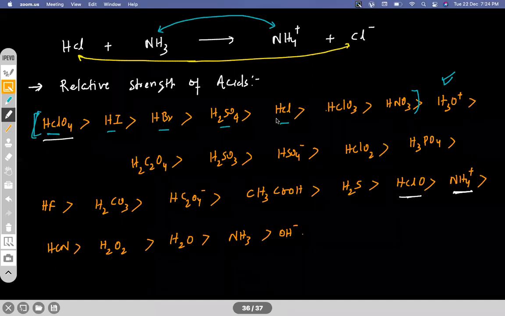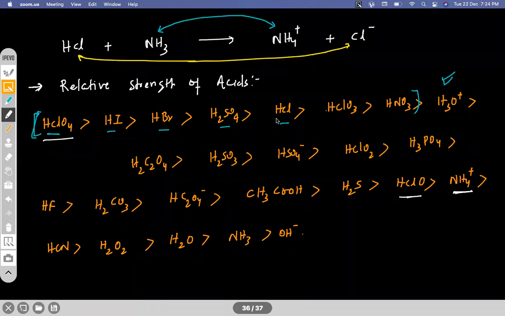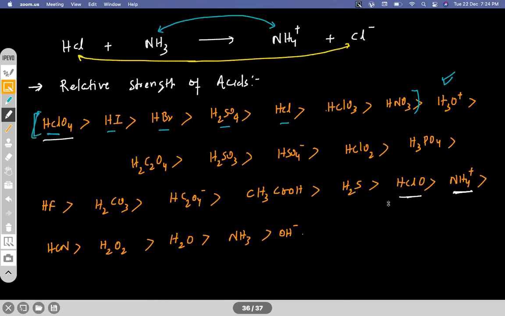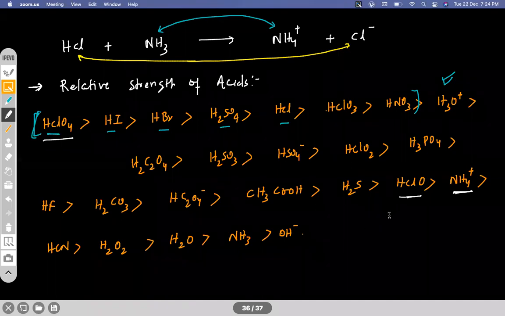HI converts into H3O+. So strength of HI equals the strength of H3O+ in aqueous solution. H2SO4 converts into H3O+. So strength of H2SO4 equals the strength of H3O+ in aqueous solution. So finally, what we can say, all these acids have got equal strength in aqueous solution. And this we call what? The leveling effect of water, because their strength comes at the same level. They become equally acidic, right? That is the leveling effect of water.